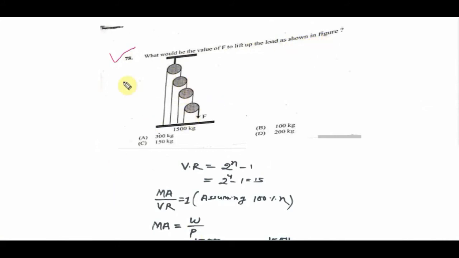So here the system is a first order system of pulleys. By applying the velocity ratio equal to 2 to the power n minus 1, where n is the number of pulleys, here 1, 2, 3, 4, so 4 pulleys. So 2 to the power 4 minus 1 equals 15.